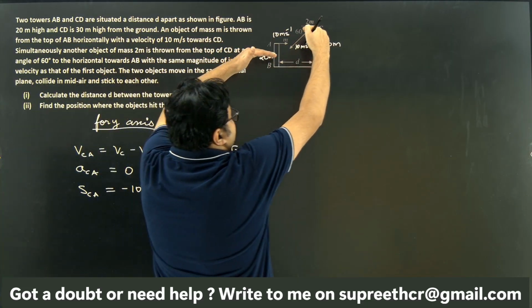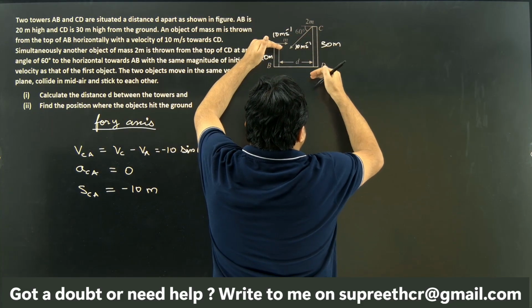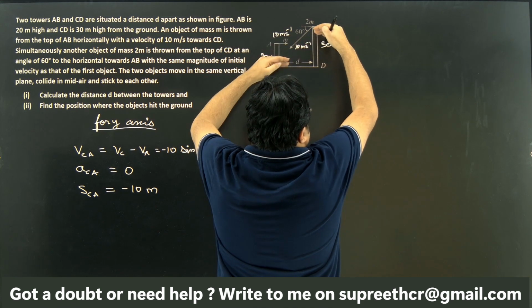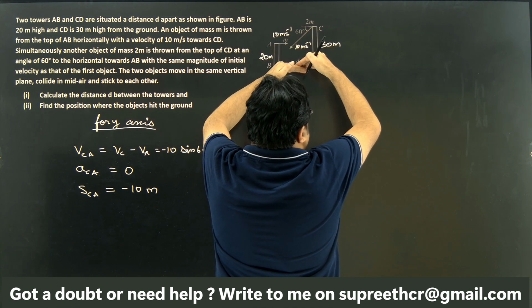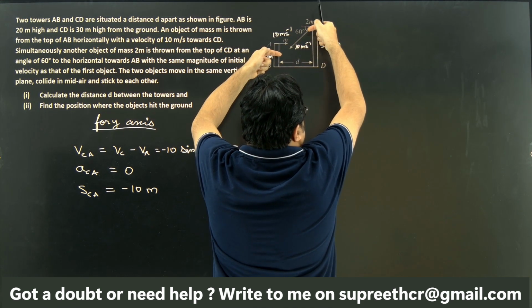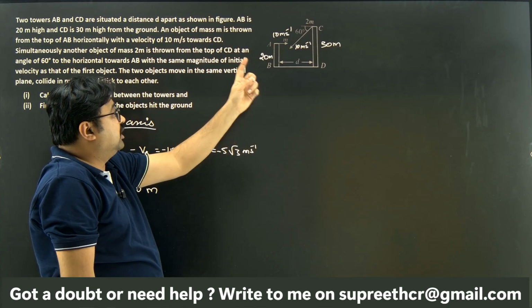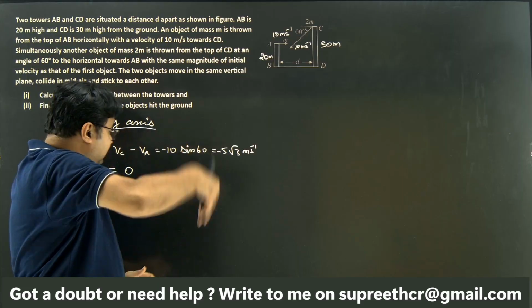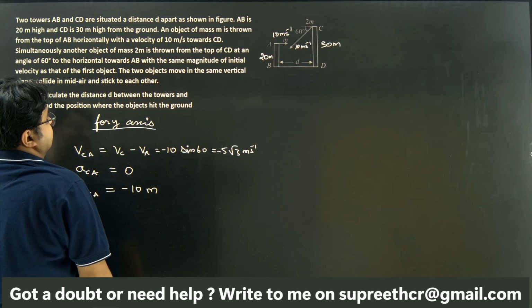Because initially you are separated by a distance of 10 meter. This is 20, that is 30, and the distance between you is 10 meter. By the time you go here, that also comes and collides with you. The total distance has reduced to 0. The total distance traveled by C as seen by A would be 10 meter in the downward direction. That's why I have written this.